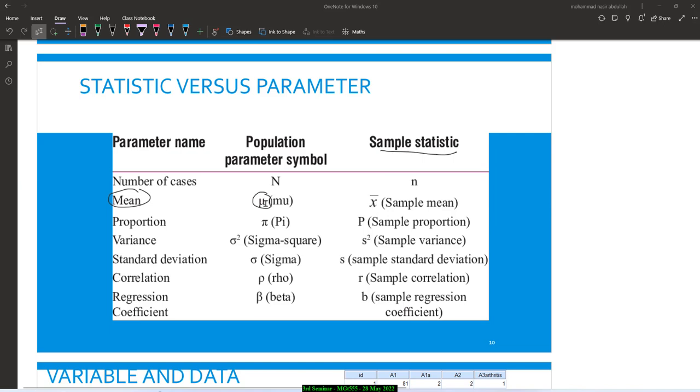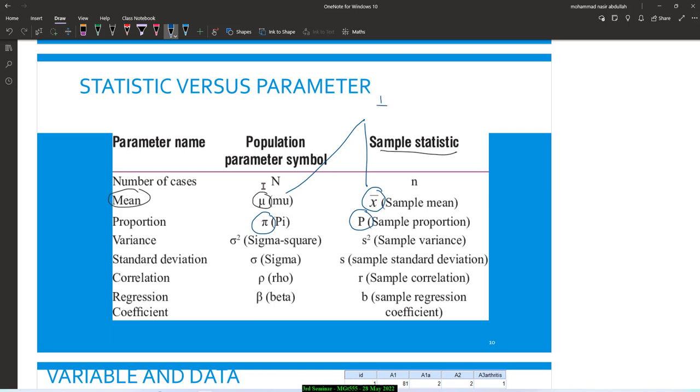For mean, the parameter is mu, and the symbol is mu. Mean for sample statistic is X bar. Mean for proportion, for parameter is pi. Proportion for sample statistic is P. So there is a difference, right? But the only thing, the formula is the same for the mean.